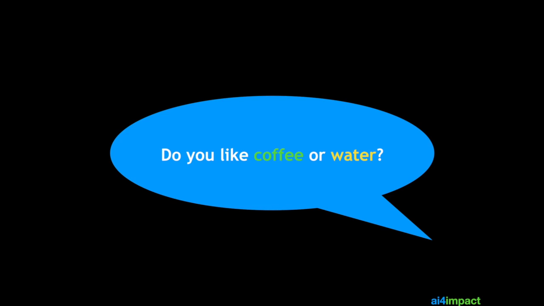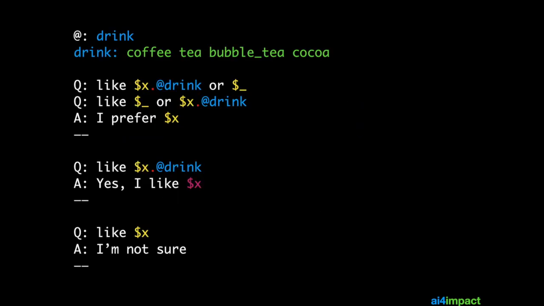Now, what if your user asks a question like, do you like coffee or water? How would you handle that? Well, here I've amended it so that you want to check if the first is a drink or perhaps the drink is said in the second position.